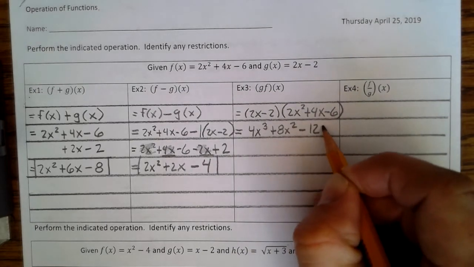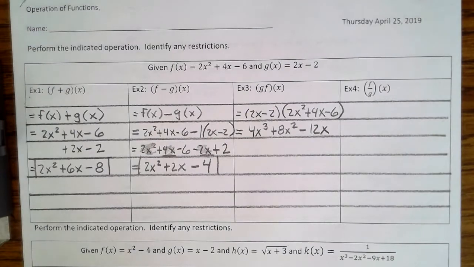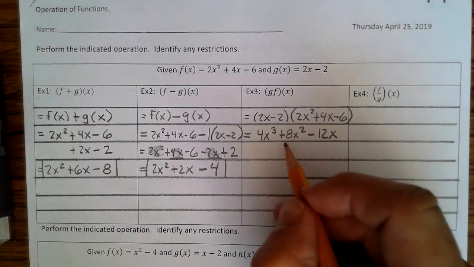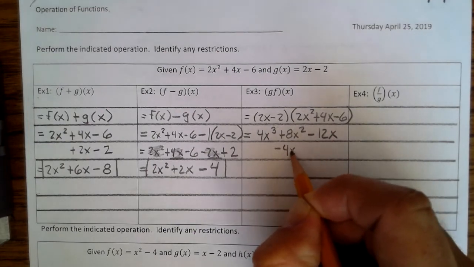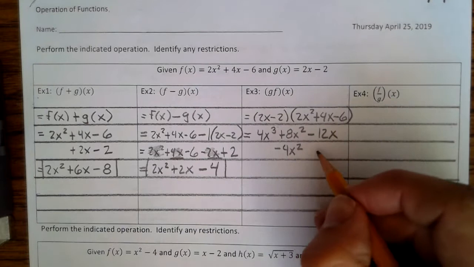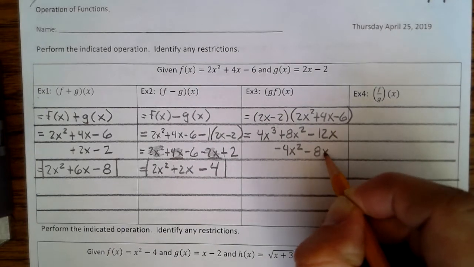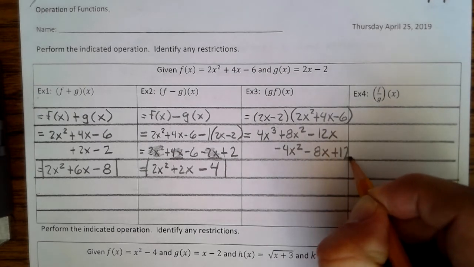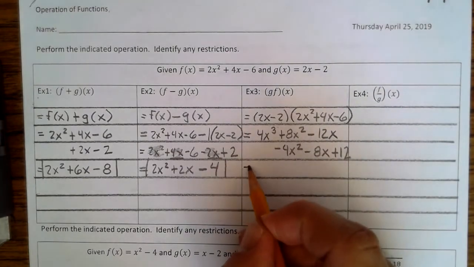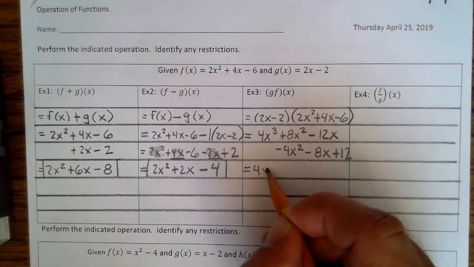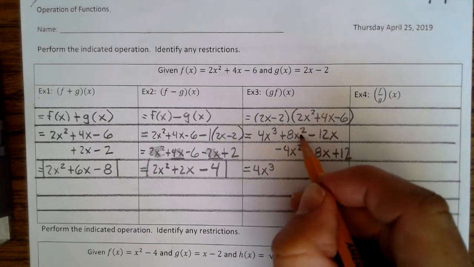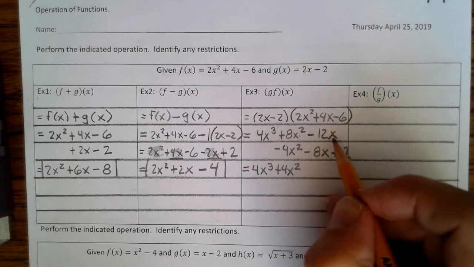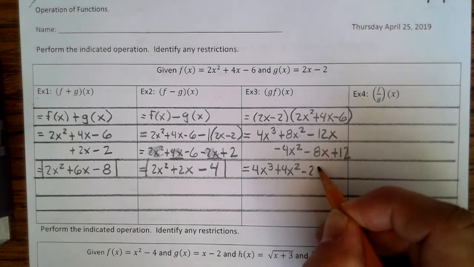Now we're going to multiply by negative 2. So negative 2 times 2x is negative 4x squared. And negative 2 times 4 is a minus 8x. And then negative 2 times a negative 6 is a plus 12. So then combine terms, so that's 4x cubed. 8x squared minus 4x squared is a plus 4x squared. Negative 12x minus 8x is minus 20x plus 12.